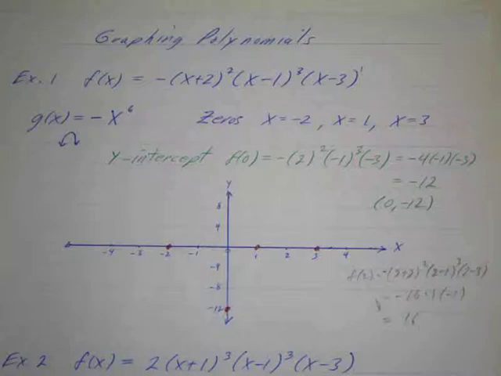So here's some more examples of graphing polynomials. This is example number 1, and I did some of the work already just to save a little bit of time. f of x equals negative (x plus 2) squared times (x minus 1) cubed times (x minus 3). So it's easy to find the zeros.